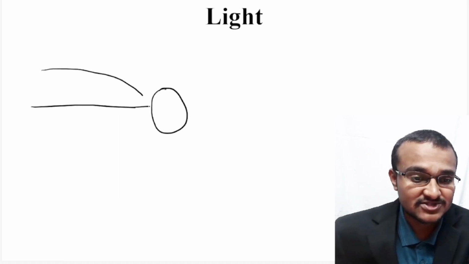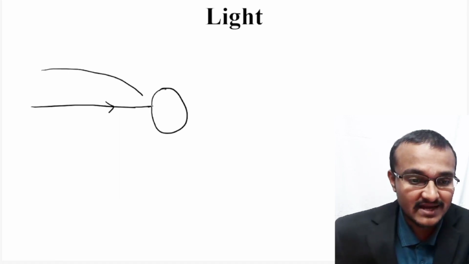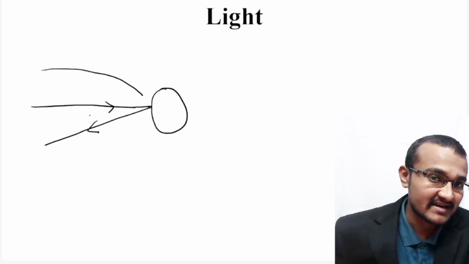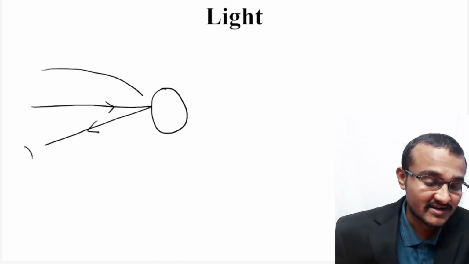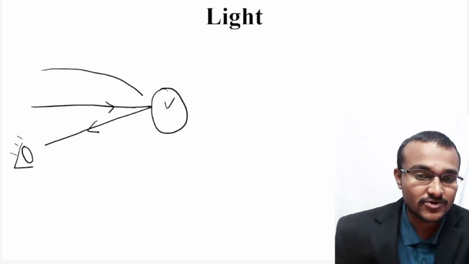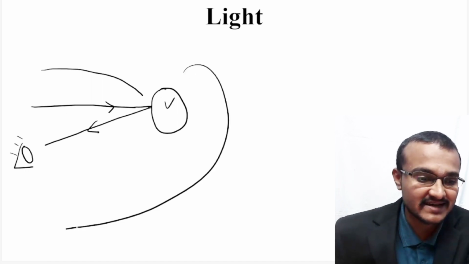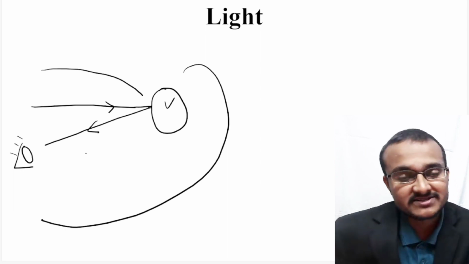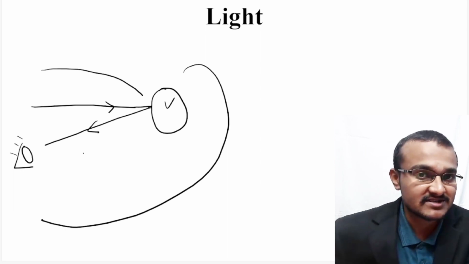The light falls on this object and gets reflected from it. Only when that reflected light falls on your eyes can you see this object. So to see any object around you, light is very important. We will study more about light in this video.